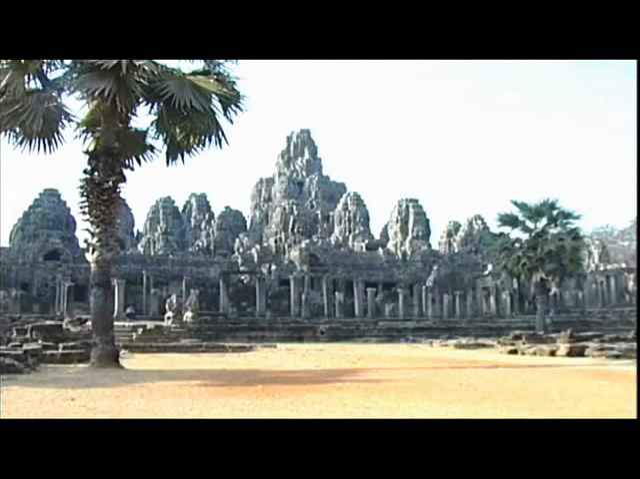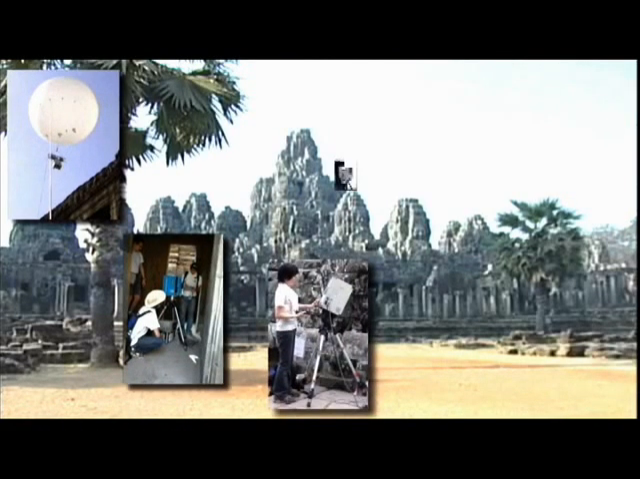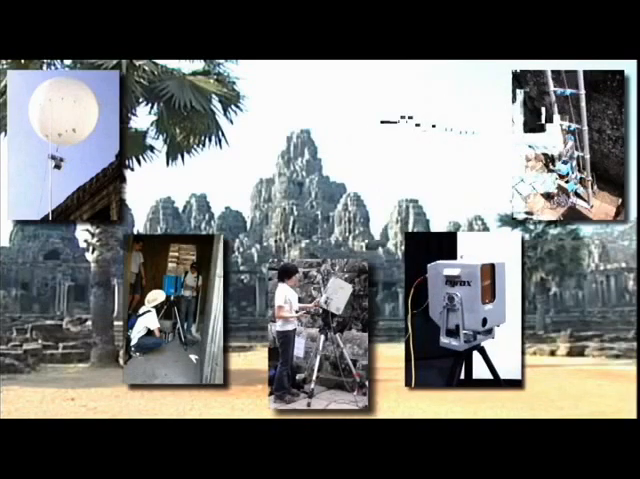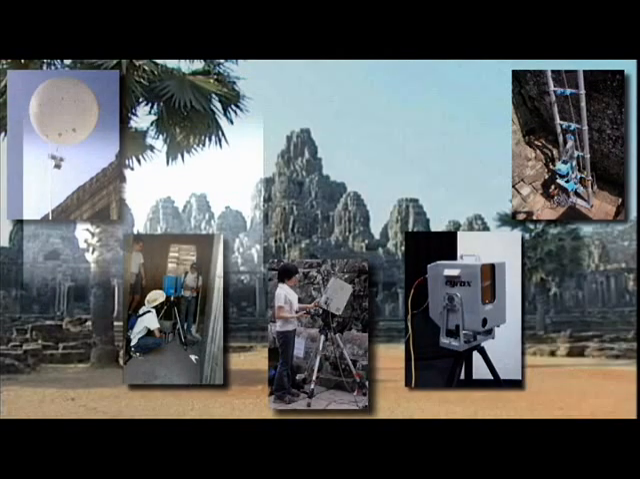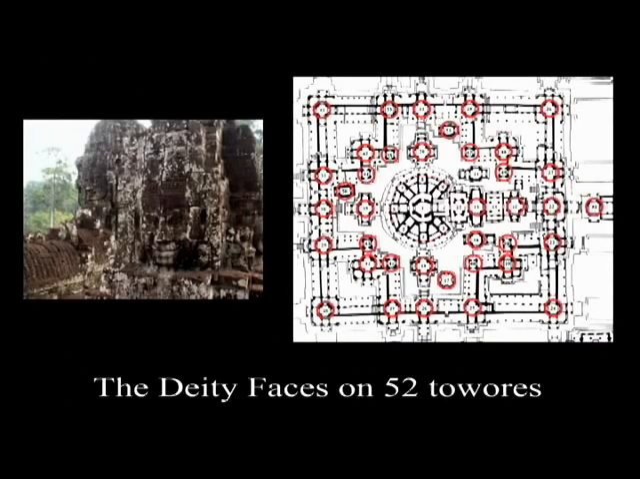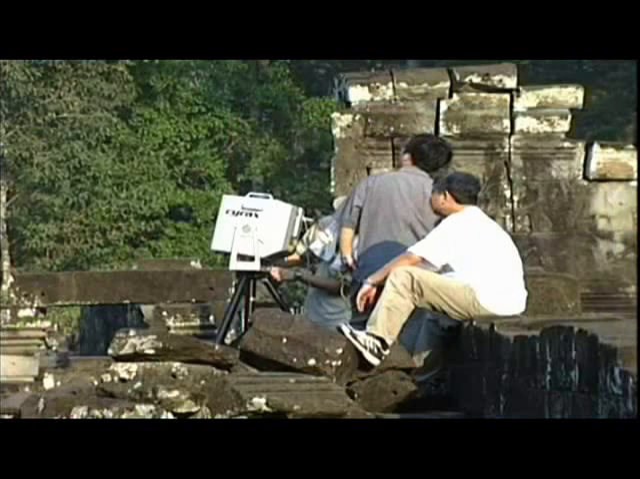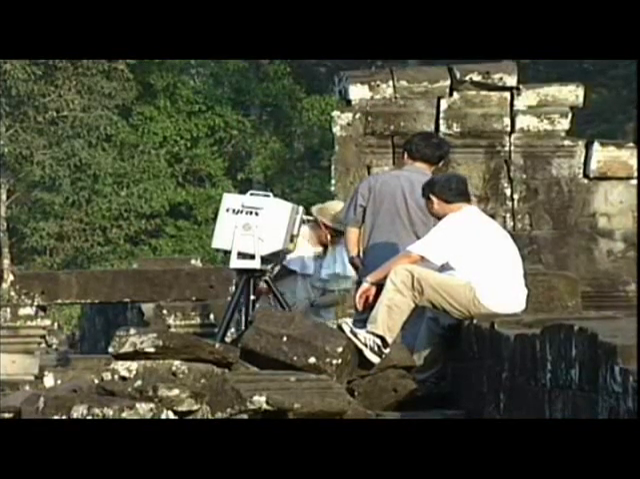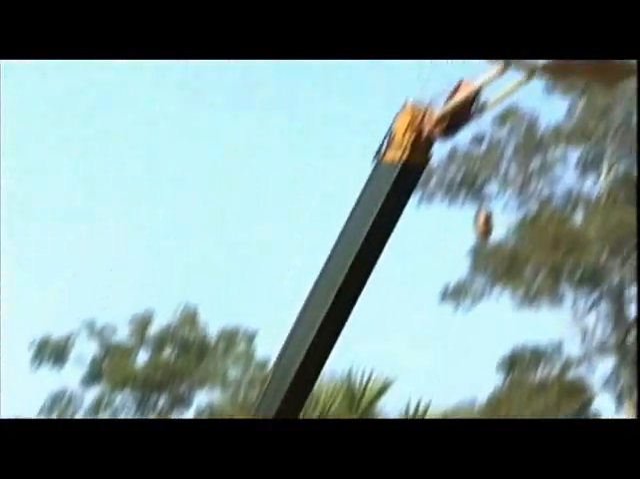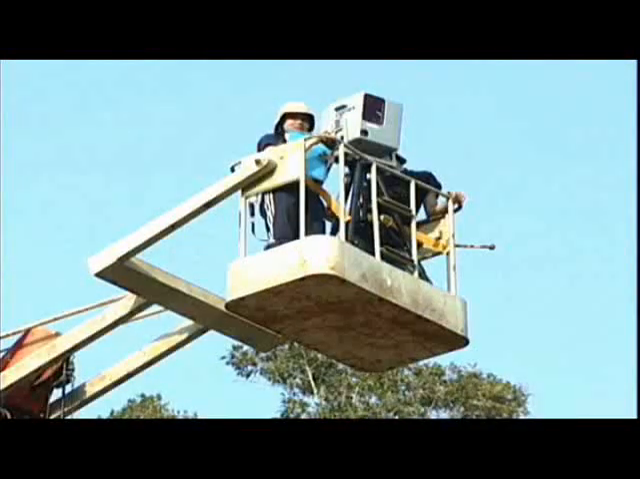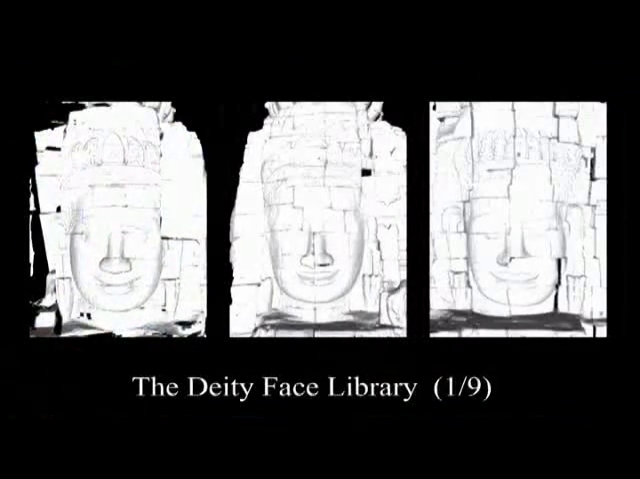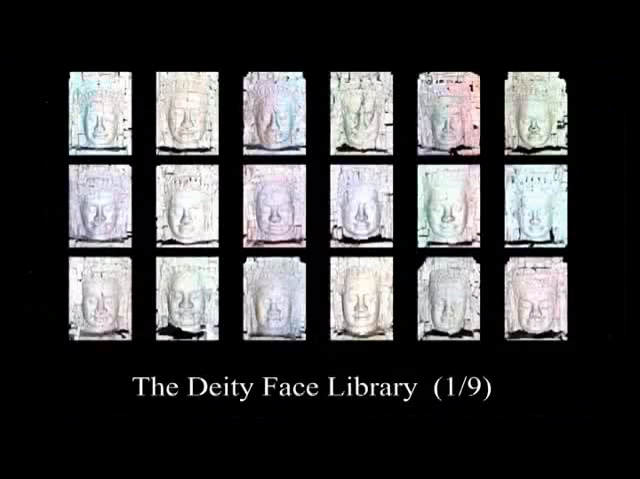In order to scan large architectural structures, such as the Bayon temple, we have to use different types of sensors depending on the location of objects in the site. To scan the deity faces of Bayon, we used a long-range laser sensor named Cyrax. We measured each face from many positions, such as the ground, a scaffold on the roof, and a bucket lifted up by a crane. The data from different directions were integrated, and a 3D digital model of each face was built.